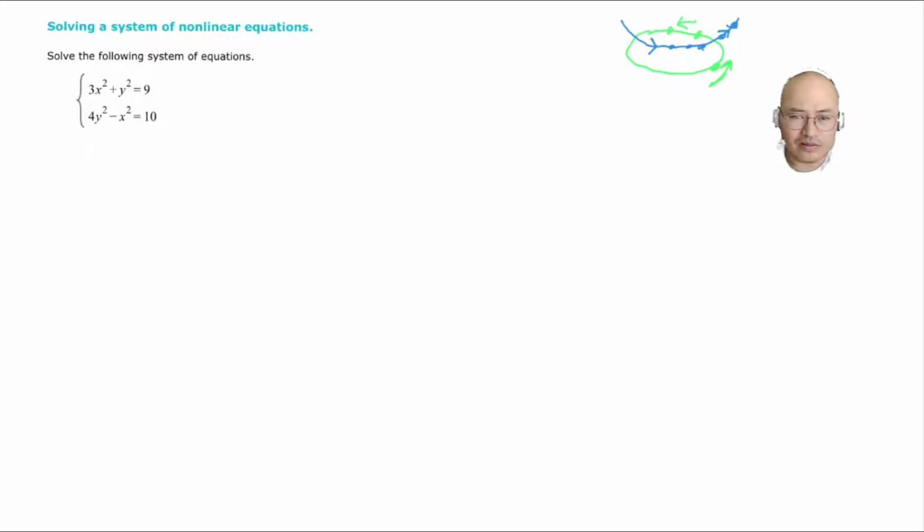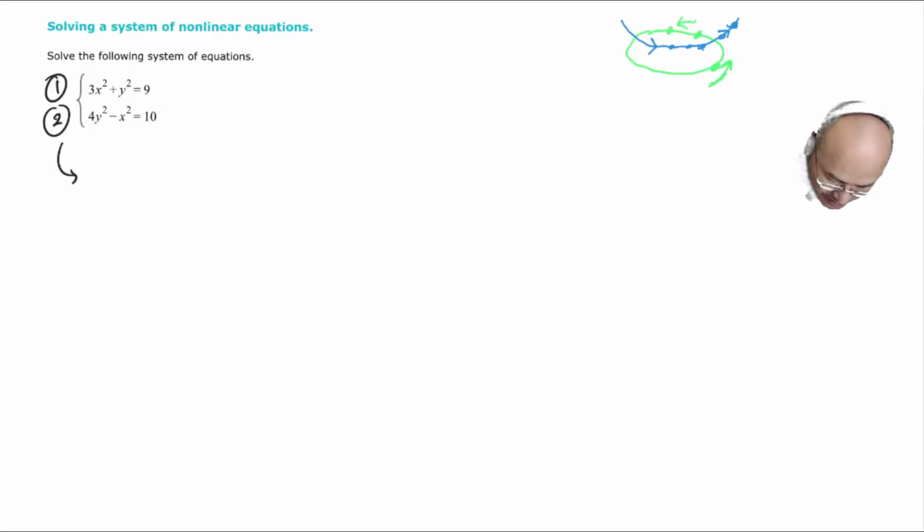Let's go ahead and solve this system. There's definitely a couple different ways to do it. I'm going to do a substitution method. So first thing I'm going to do is label the first equation 1 and the second equation 2. I'm going to rewrite equation 2 by solving for x squared. x squared is now equal to 4y squared minus 10. I'm going to take this equation and substitute into 1.